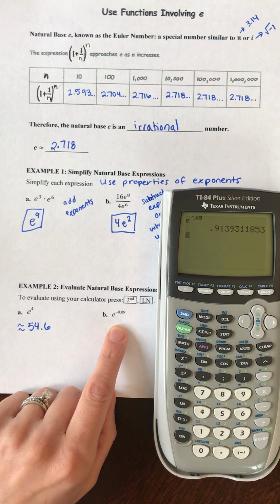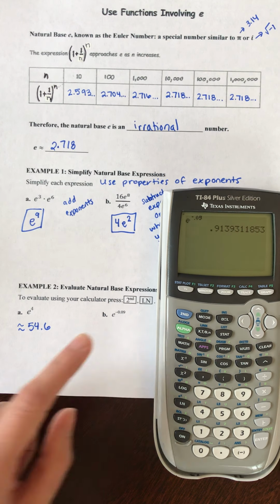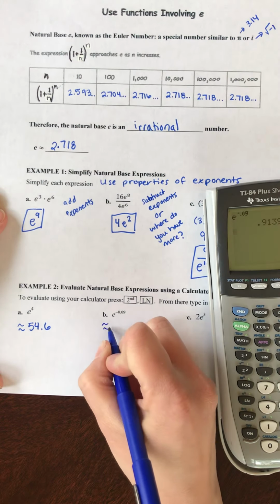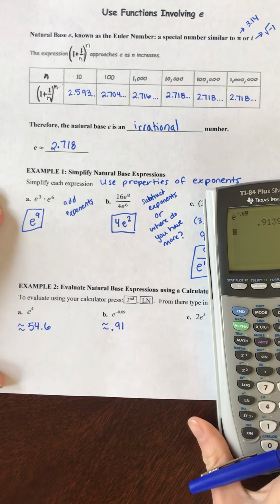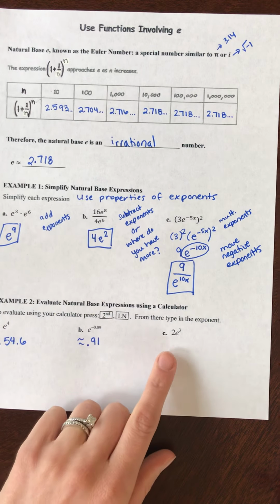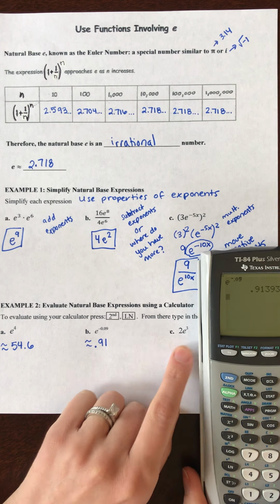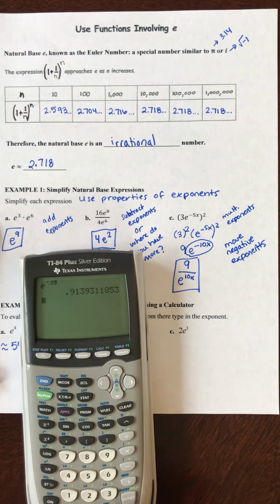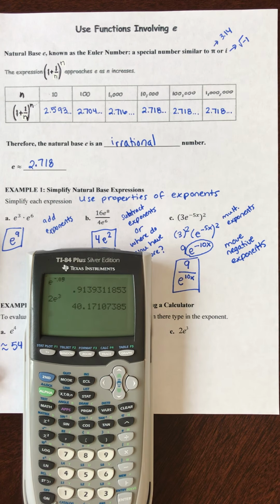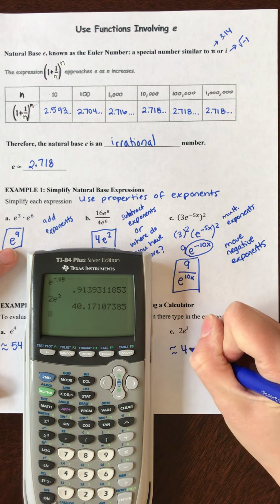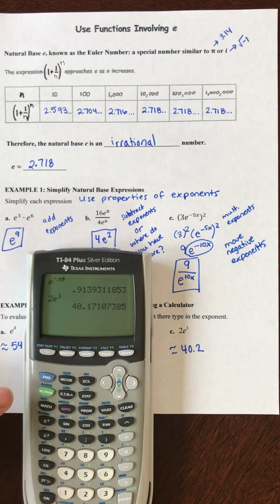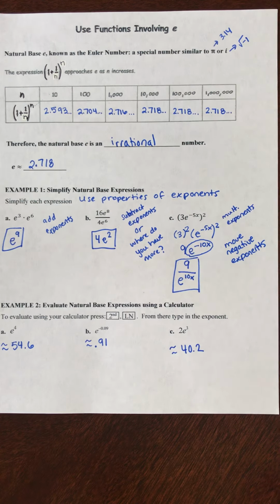So e to the negative 0.09 is about 0.913, so we'll say it's about 0.91. All right, and the last one, maybe you have a couple of different values going in. You can type this whole thing in, 2e to the 3rd. You can type that all in as one expression: 2, second ln, e to the 3rd. I can just type that whole thing in, and I get about 40.17, so maybe about 40.2. Okay, so second ln is how you're going to access the value for e to the exponent.